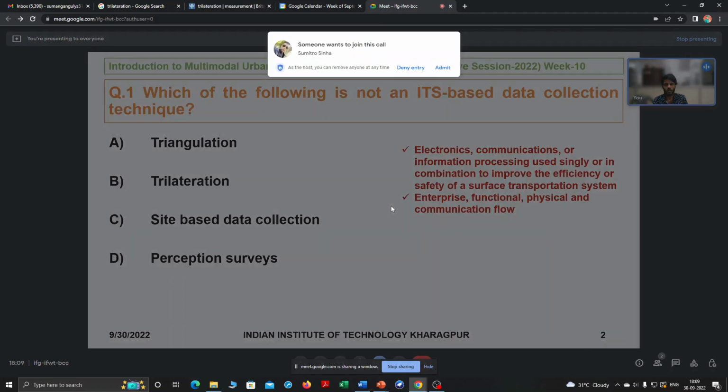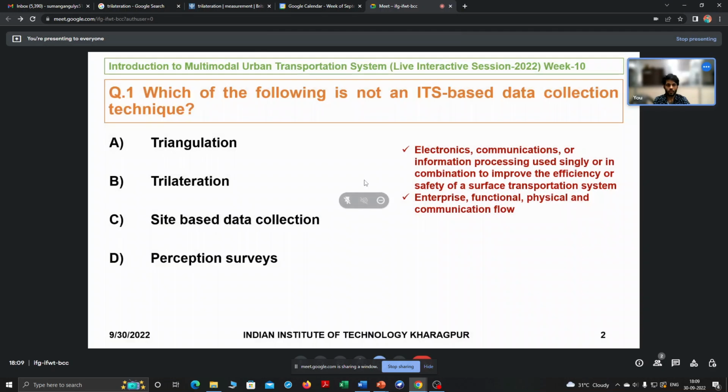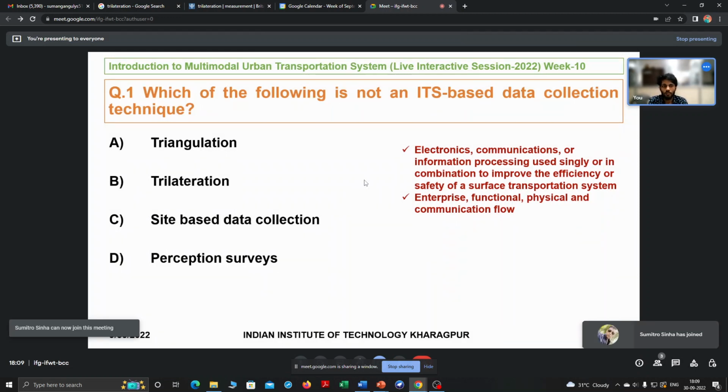So then it's an ITS based data collection. And then finally is the perception survey. Perception survey means you have developed a questionnaire. Now you will go to your particular site. Suppose you want to improve the water transport service. So you want to go where the water service already exists, right? Like different ghats, you can go and ask people questions regarding what is the importance or what are the attributes which are important.